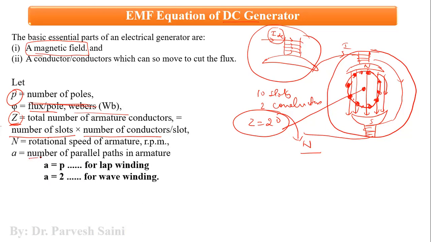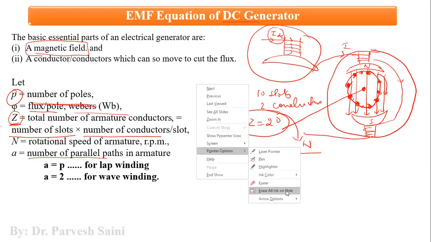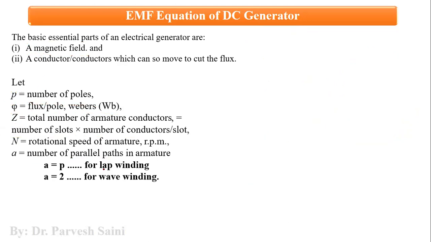Then we have the number of parallel paths here. In a previous lecture we also discussed the parallel paths, right? As far as the armature winding is concerned, based on the formation of the armature winding, we have two types of windings: lap winding and wave winding. In lap winding, the total number of parallel paths A is equal to the number of poles. However, in case of wave winding, we have A equal to 2 irrespective of the number of poles. Whatever the number of poles, the number of parallel paths will always be 2.